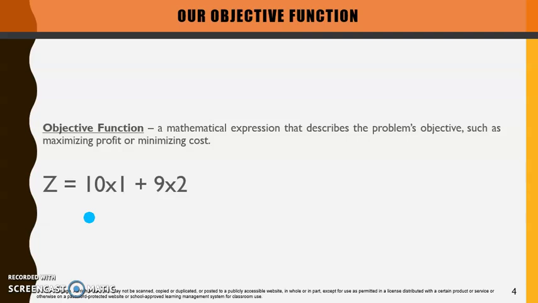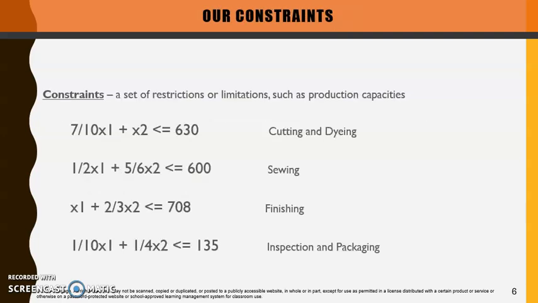After that, we have the constraints. The definition says a set of restrictions or limitations such as production capacities. Here the capacities are bound by time, and here we have 4 processing sections, departments, that we need to put a constraint for each of them.